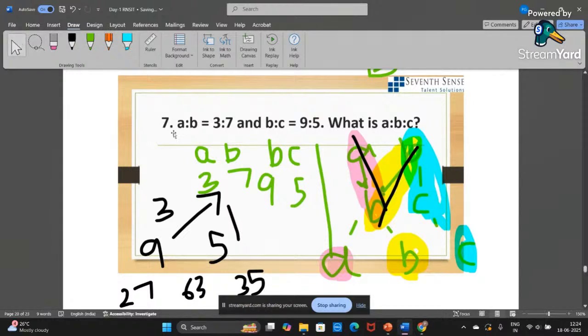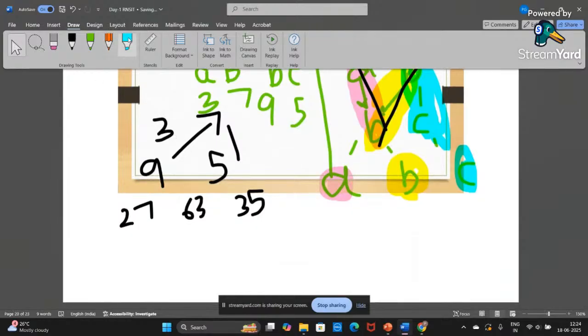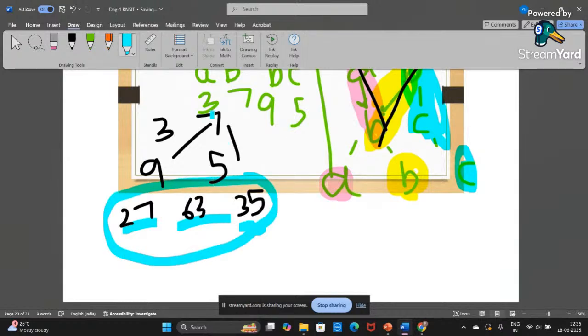Now this is in the form of A to B to C. Check the number whether it can be still reduced or not. See here, 27 and 63 can be reduced, but 35 cannot be reduced because 27 and 63 we get in the 3 table, but 35 we won't get in the 3 table. So we have to stop the process here itself, and this is our final ratio of A to B to C. This is the answer.